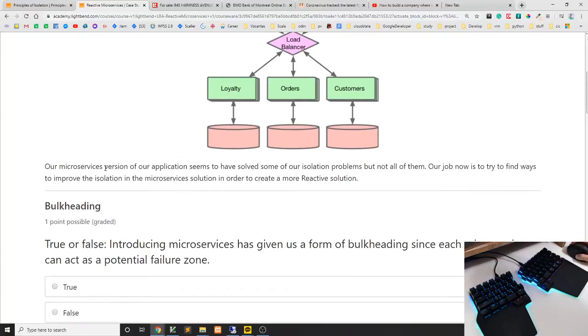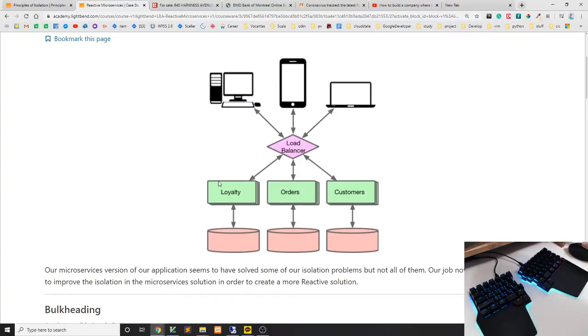Our microservices version of our application seems to have solved some of our isolation problems, but not all of them. Our job now is to try to find ways to improve the isolation in the microservices solution in order to create a more reactive solution.